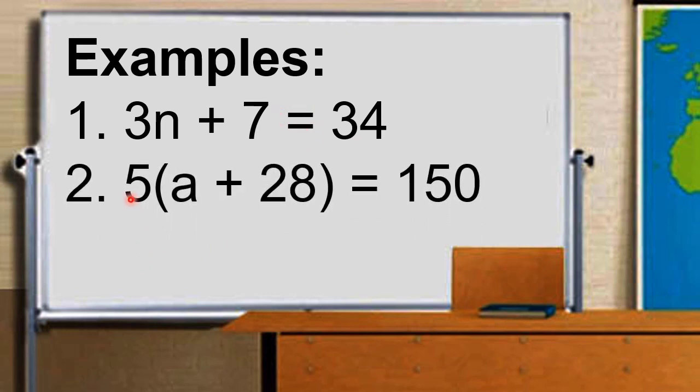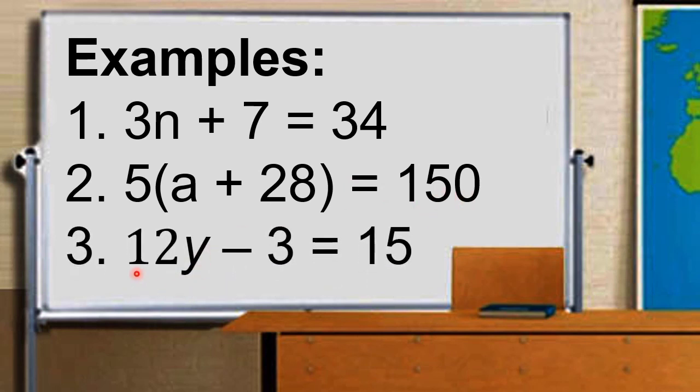Number 2, 5, open and close parenthesis, a plus 28 equals 150. And for number 3, we have 12y minus 3 equals 15. So again, ang pinagkaiba ni expression kay equation, si expression wala siyang equal sign. Si equation, meron siyang equal sign.